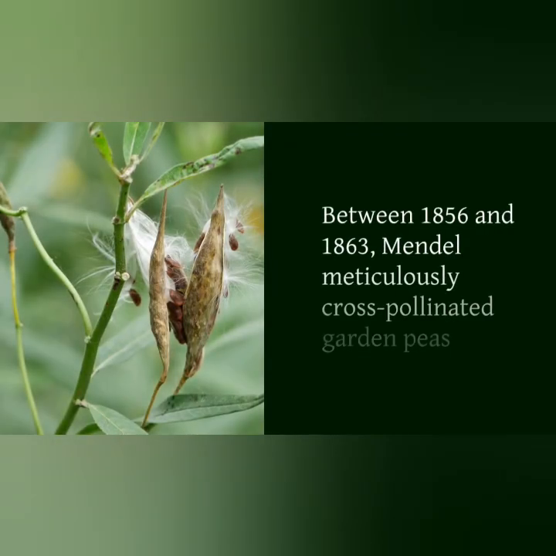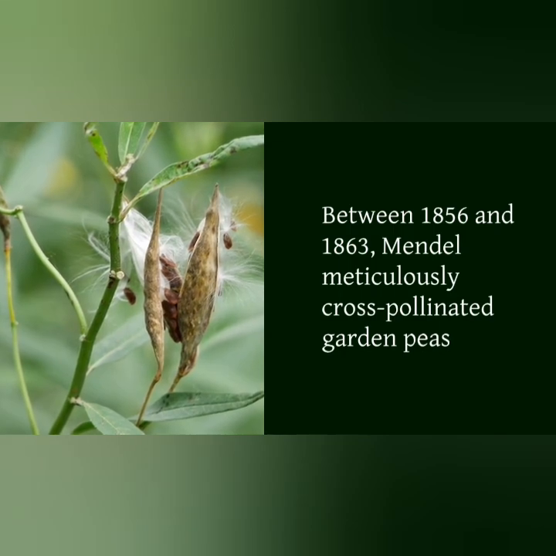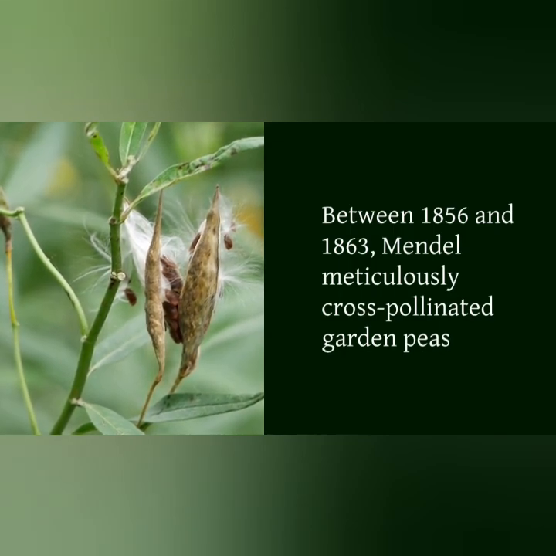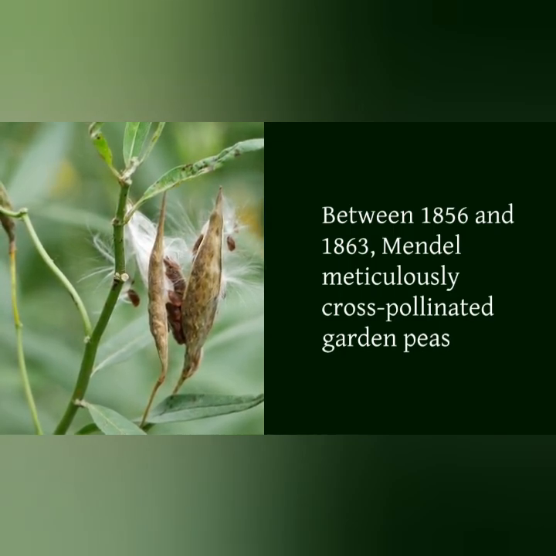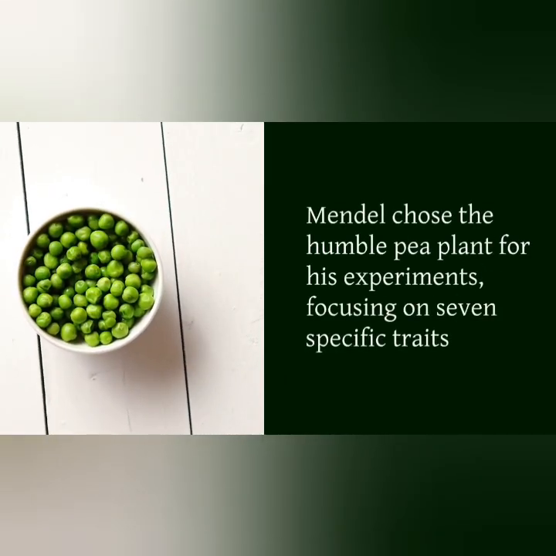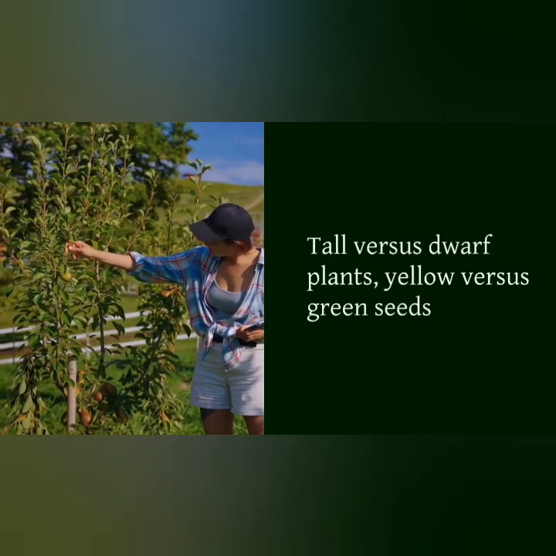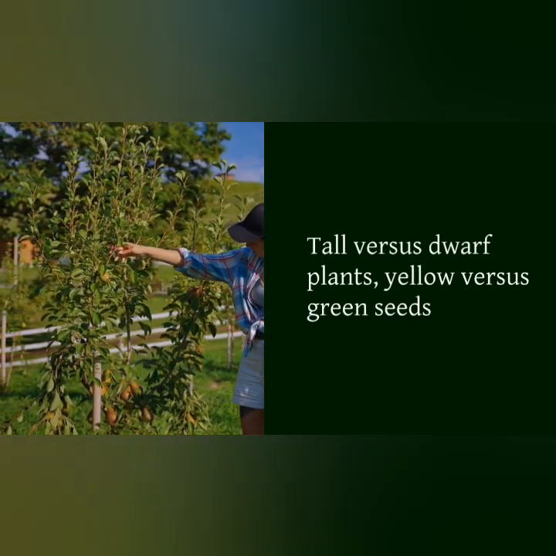Between 1856 and 1863, Mendel meticulously cross-pollinated garden peas, carefully observing how traits were passed down through generations. Mendel chose the humble pea plant for his experiments, focusing on 7 specific traits that were easy to distinguish, such as tall versus dwarf plants and yellow versus green seeds.